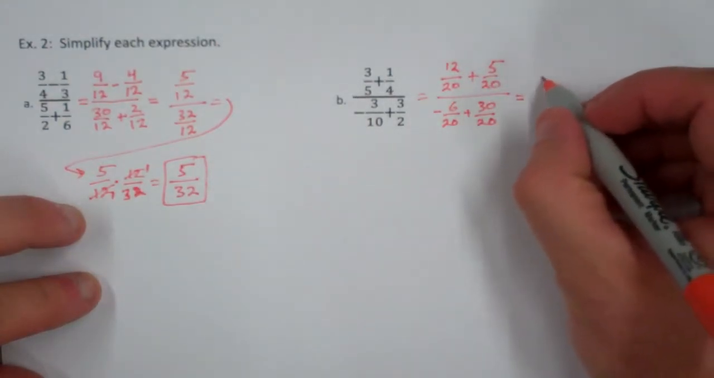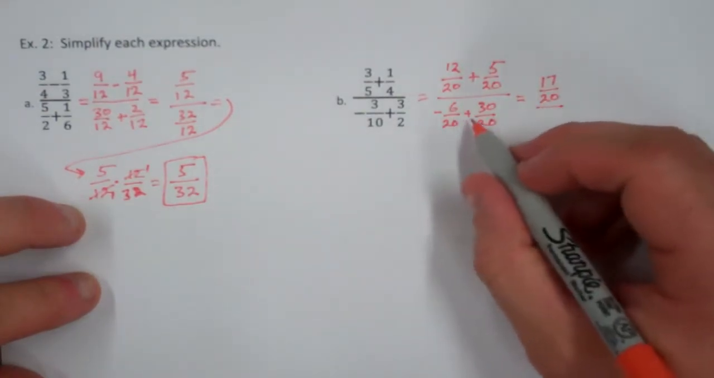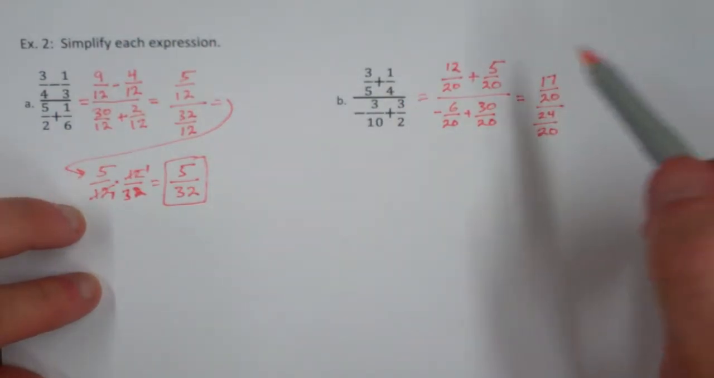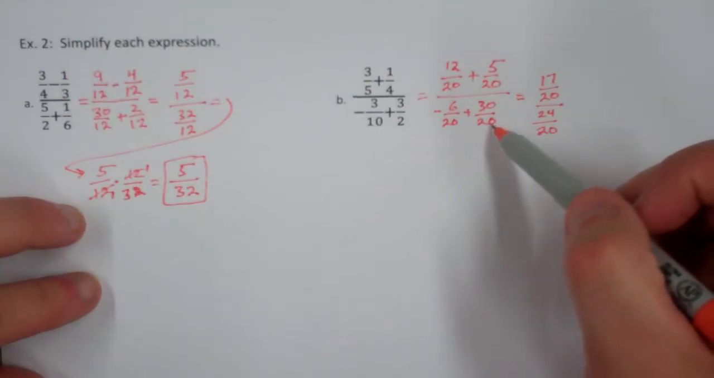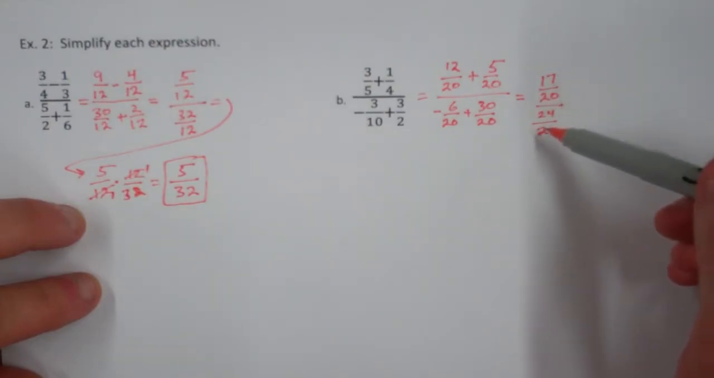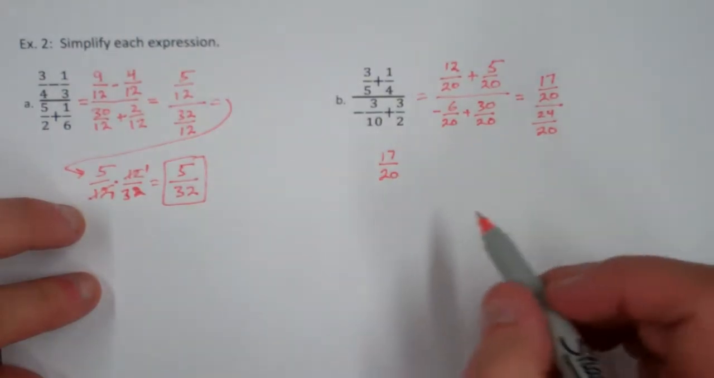12 plus 5 is 17, still over 20. Negative 6 plus 30 is 24 over 20. And some of you might be noticing that when you have the same denominators all over the place here, you can do some special things mathematically. However, I'm going to take you through this whole approach, so even if you don't see that, you can still solve these problems.